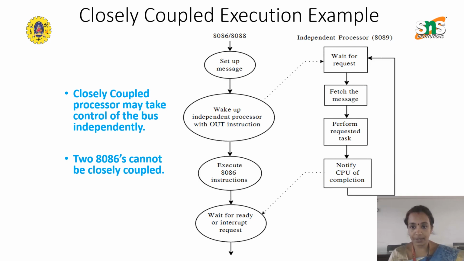Closed loop execution example. Another example is shown here. This is also a flow diagram. A closely coupled processor may take control of the bus independently. So here is a flow diagram: setup message, wait for the request, fetch the message, perform the requested task, and notify the CPU of completion. And this is the flow diagram for the closed loop execution example.